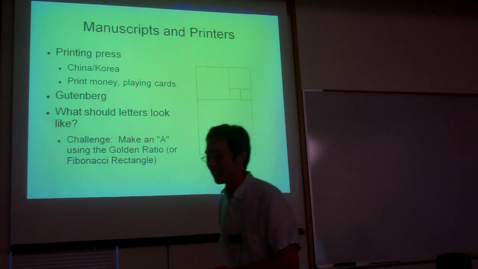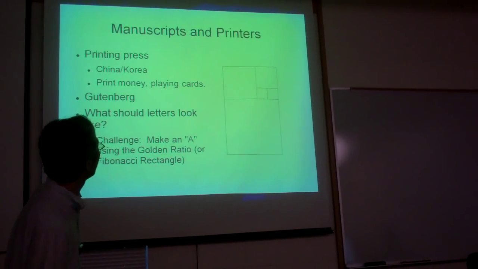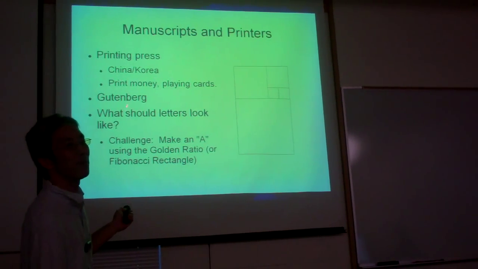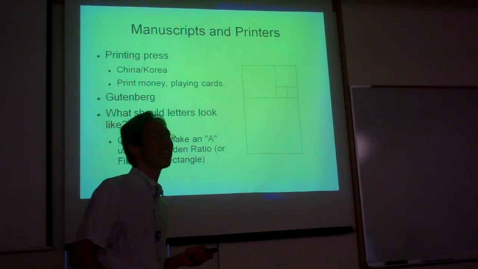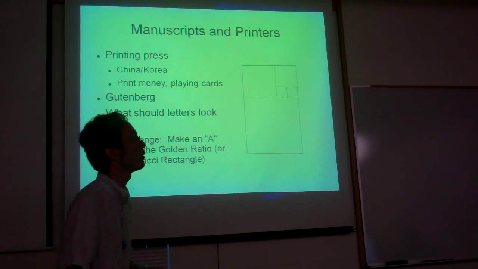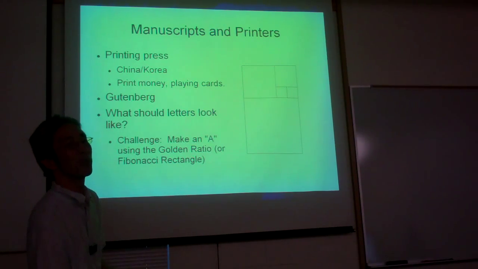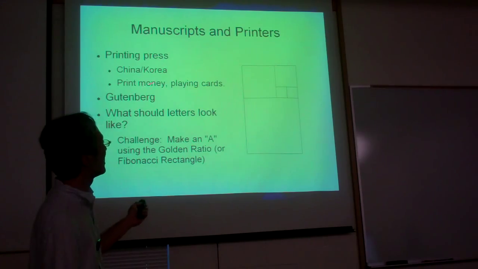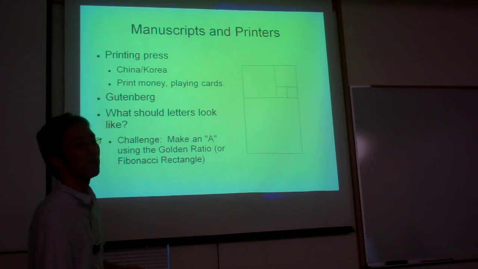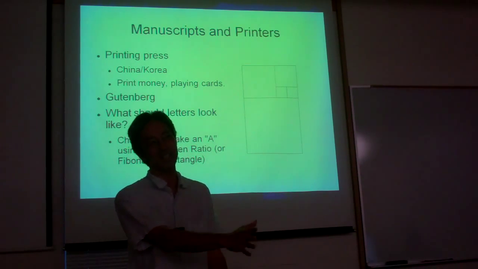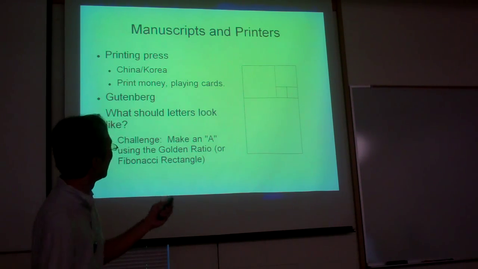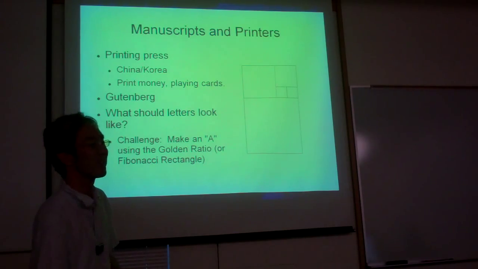Gutenberg invents the movable type, and then as soon as you have the movable type, if you're just writing letters, there's going to be some variation in how you write the letters. It's a natural variation because different people are going to write letters differently. The question is, if I'm going to use movable type, I'm going to need a lot of letters that look identical, because otherwise the printed book doesn't look so good. And so the question is, what should these letters look like?